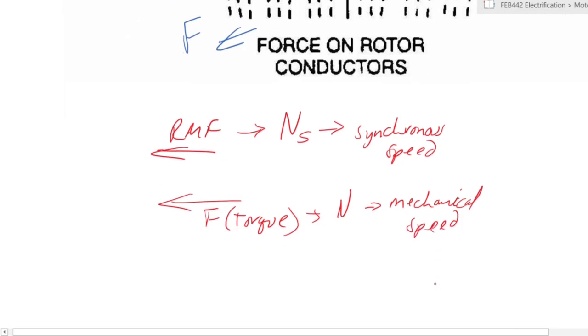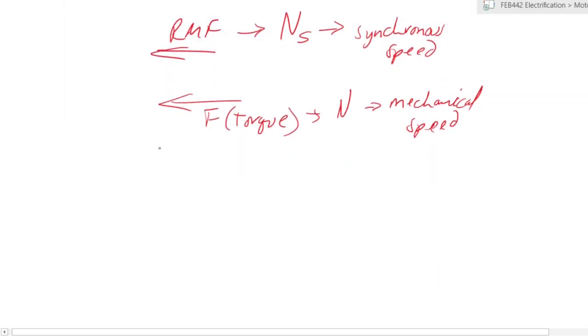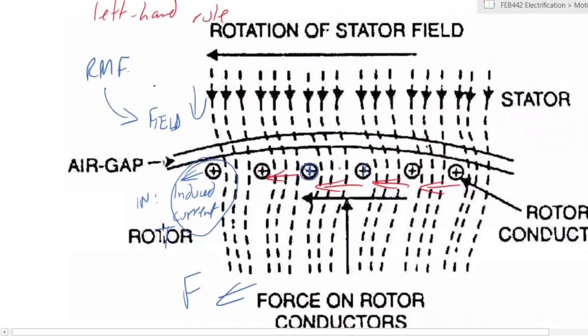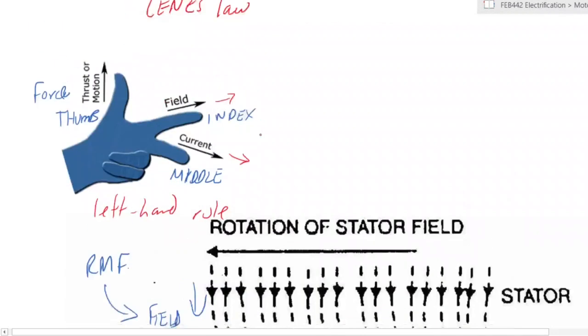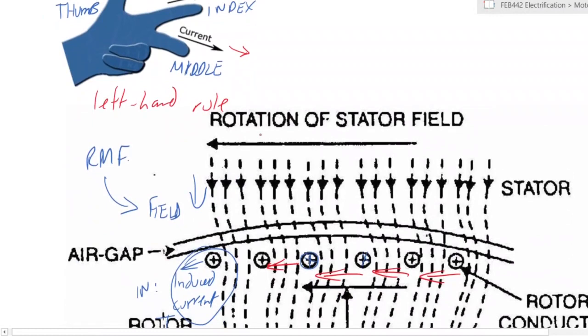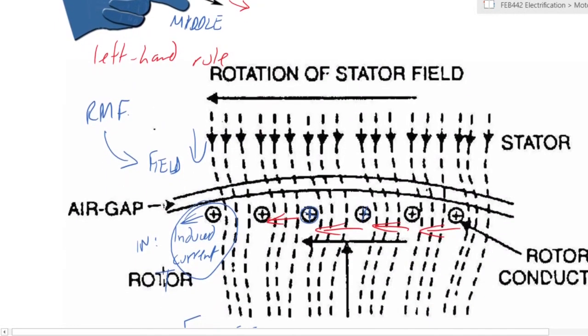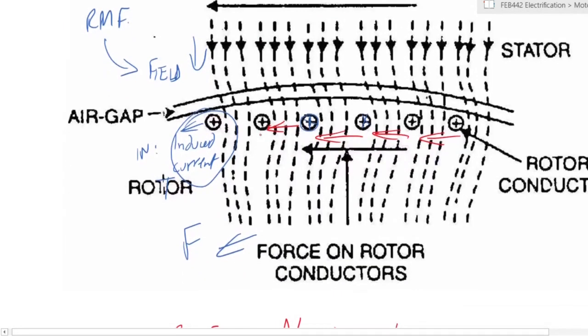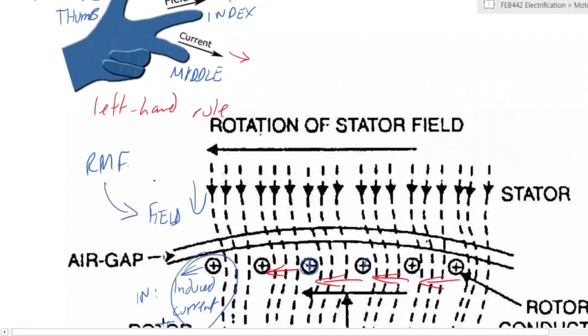Okay. At any given time for an induction motor, the synchronous speed will always be greater than the mechanical speed, always. Let's look at why that is. The reason for that is you must always have the field interacting with the current itself. You must have the field interacting with the current that is moving within it, right?